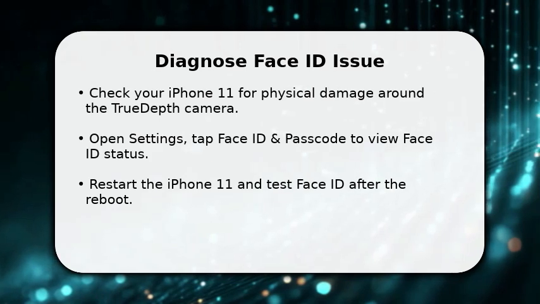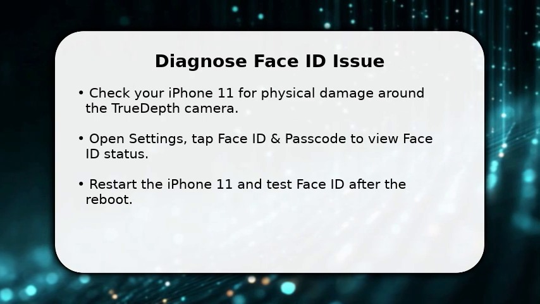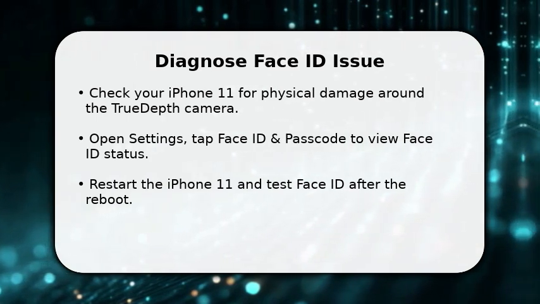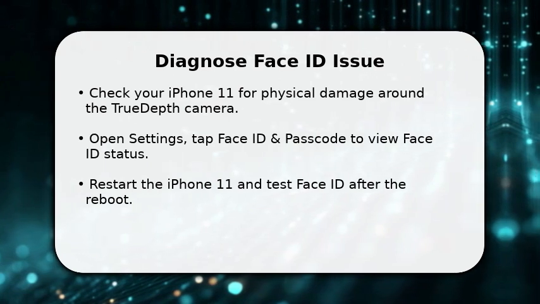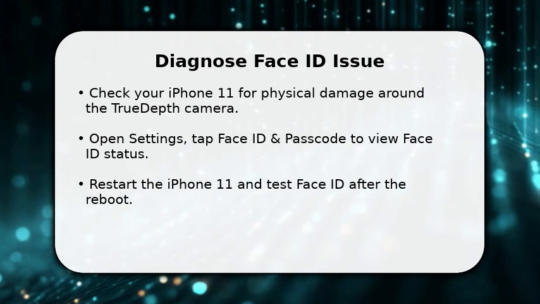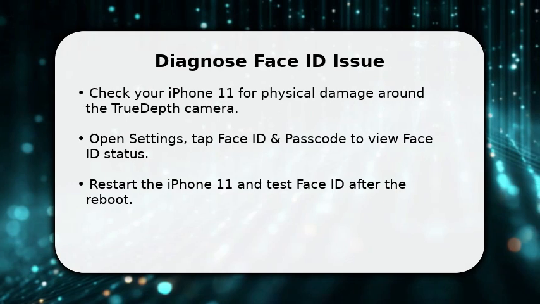Start by inspecting your iPhone 11 for physical damage around the TrueDepth camera. Look for cracks, dirt, or misalignment near the notch and lenses. Next, open Settings and tap Face ID and Passcode to view the current Face ID status on the phone. Note whether it says Face ID has been disabled or requires attention.